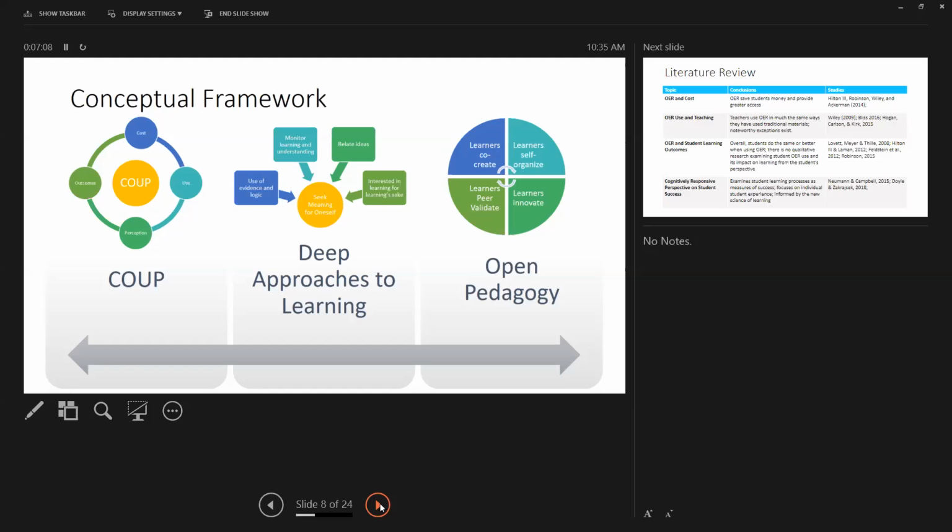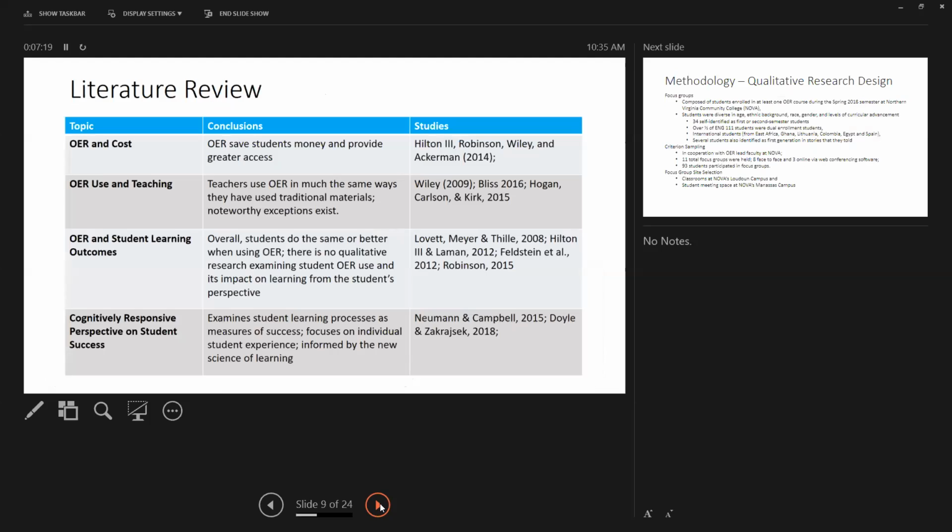And you see the power shifts in an open pedagogical approach, because faculty turn more into guides on the side instead of the sage on the stage. Just a real quick overview of the literature around OER and cost. OER save students money and provide greater access.